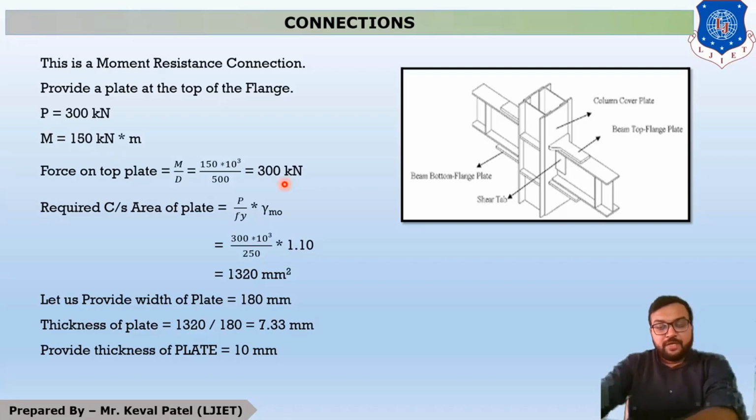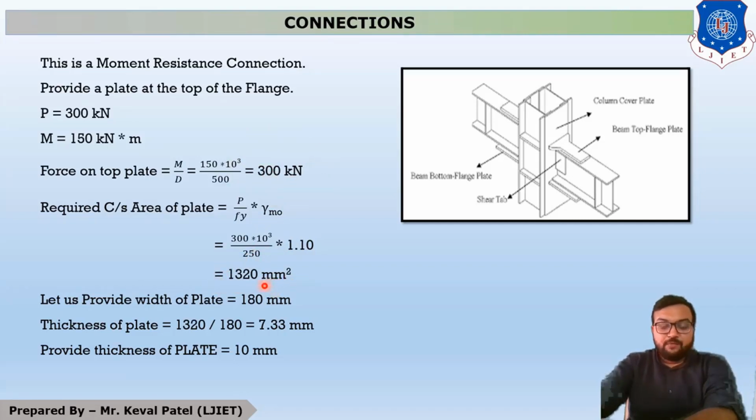Now we have to check how much area is required to resist 300 kilonewton. So first of all, our required cross-sectional area is P by Fy into gamma m0. This equation is not given anywhere. Our P means the force we have to restrain, so it is 300 into 10 raised to 3 divided by 250 into 1.1. It means if we have to resist this much force, then it requires 1320 mm square.